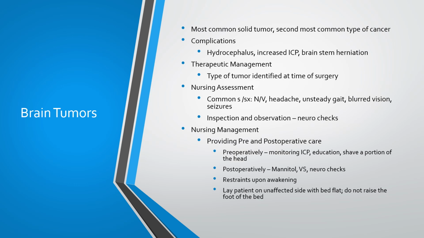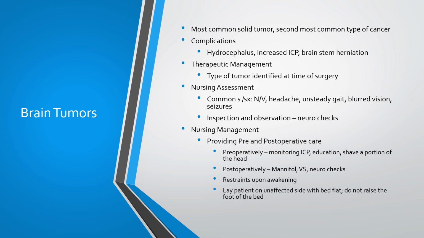Brain tumors is the next one we'll talk about. This is the most common solid tumor, second most common type of cancer. The type of tumor and location of tumor in the brain determines the extent to which it can be safely resected. Complications are hydrocephalus, increased ICP, brainstem herniation. Patients with hydrocephalus from the tumor or removal of the tumor may require that VP shunt that we talked about a couple weeks ago. As far as therapeutic management, we have to identify the type of tumor at the time of surgery.